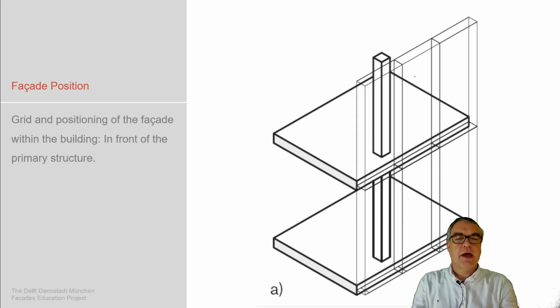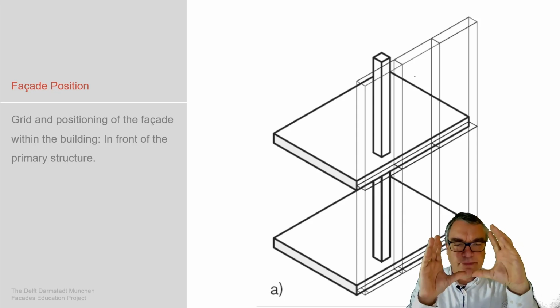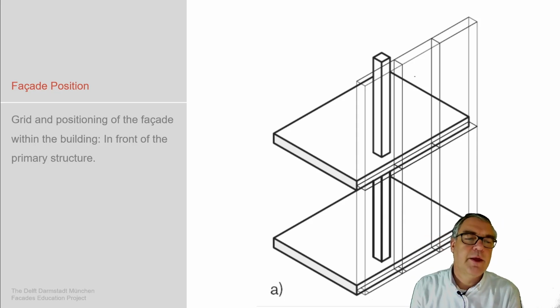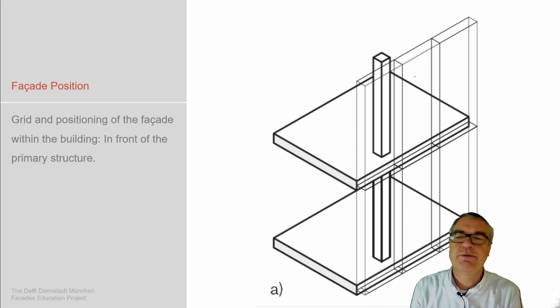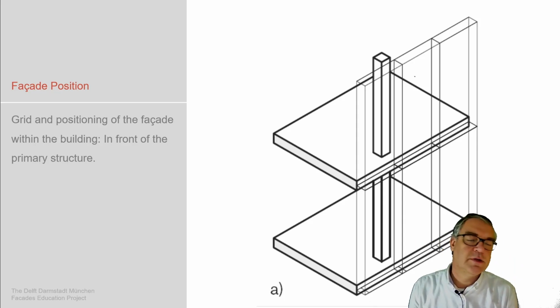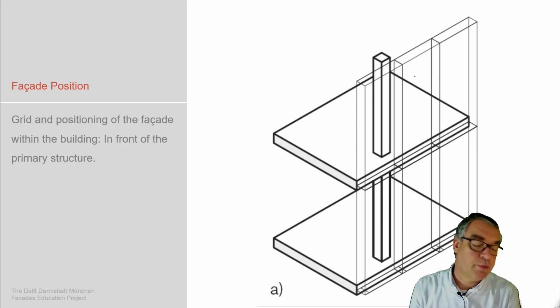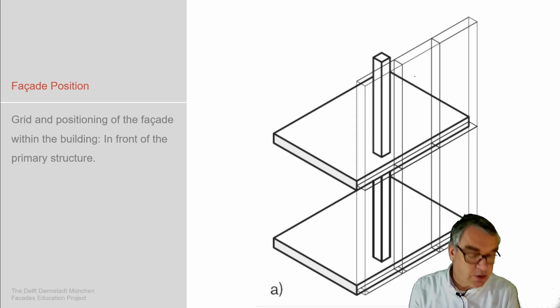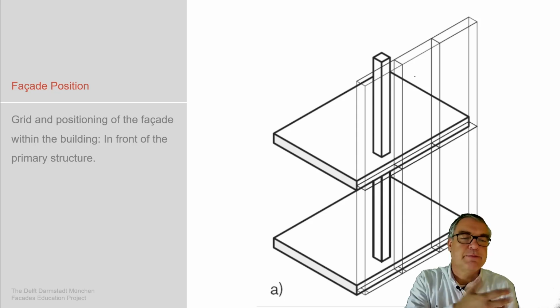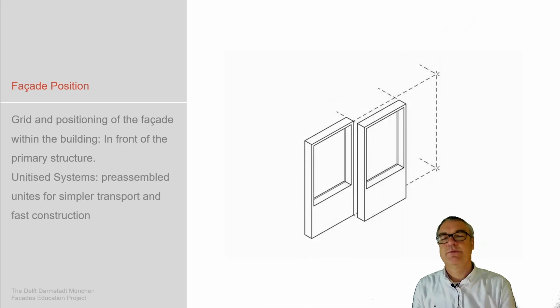The position of unitized facade. As unitized facades are prefab units which we need to install on site, we would have difficulties to get this into the structure, which has the consequence that we mainly are using unitized facades in front of the main structure, the primary structure, and not within the system. So an exoskeleton situation is not that much expected for unitized facade systems.